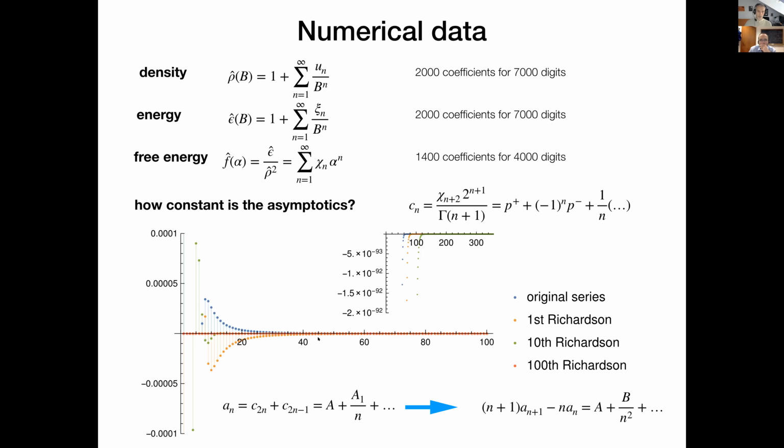If you repeat this transformation many, many times, because we have enough terms, we can do it, then you will see what I'm plotting here: I subtracted from this A_n series the asymptotic A value, and I just plot the difference. And you see even the 100th Richardson transform is pretty constant. So by this method, we can read off this A coefficient very precisely. So let's see what we get.